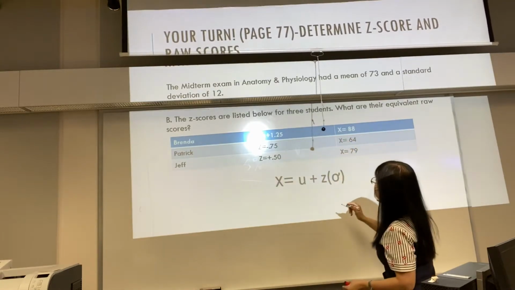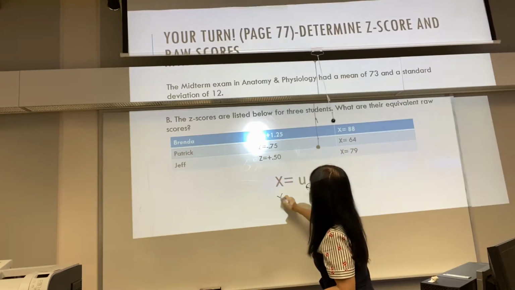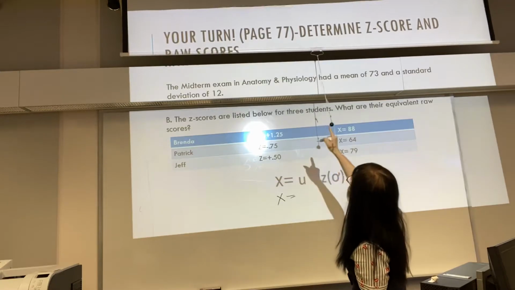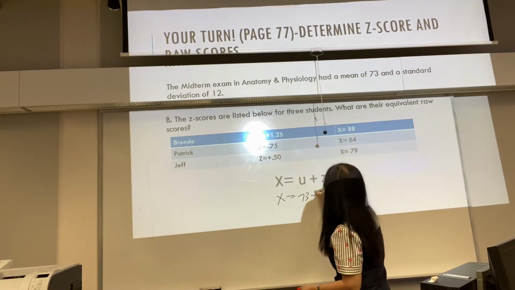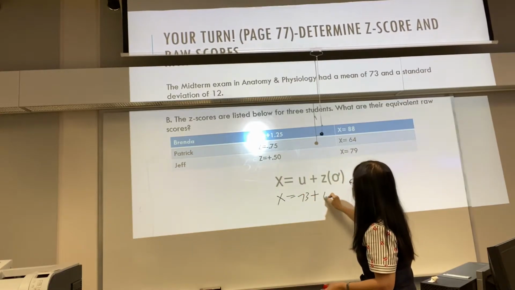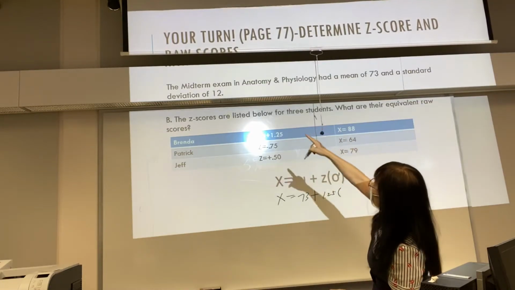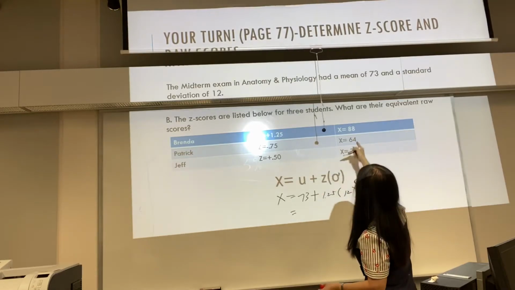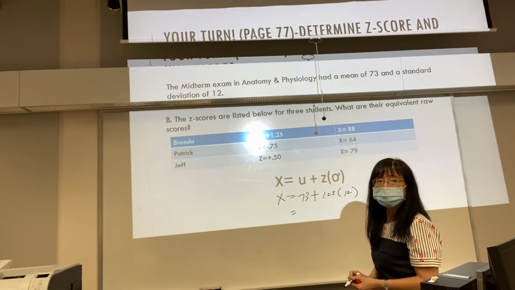Okay, so you don't know x, right? You don't know x. Then you know mu. Mu is 73, plus you got a z, 1.25, times standard deviation, which is 12. You do this together and get 88. Make sense?